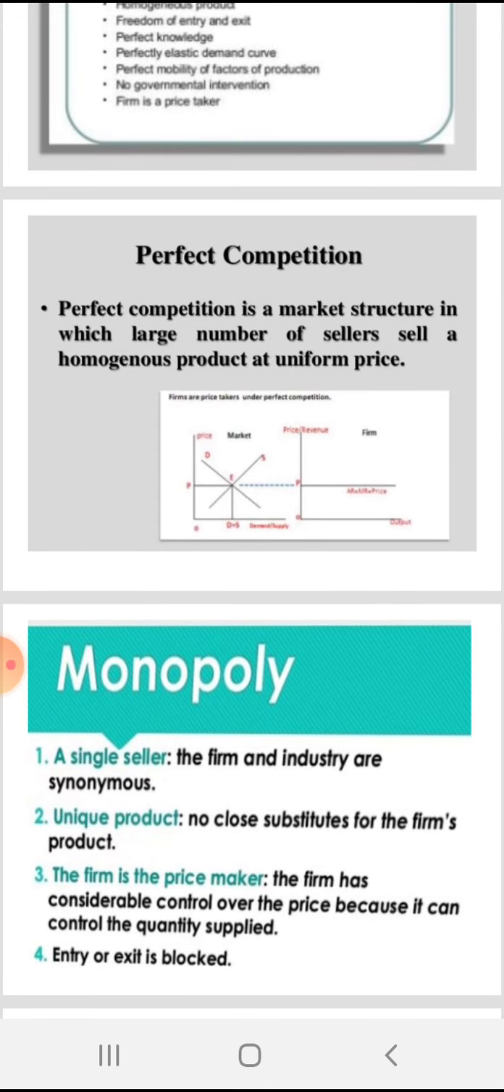Now let us study the perfect competition. Perfect competition is a market structure in which large number of sellers sell a homogeneous product at uniform price. Firm is price taker under perfect competition. Now let's see in the diagram, as average revenue is equal to marginal revenue, how the price is calculated. The intersection of demand and supply curve is the price in this competition.